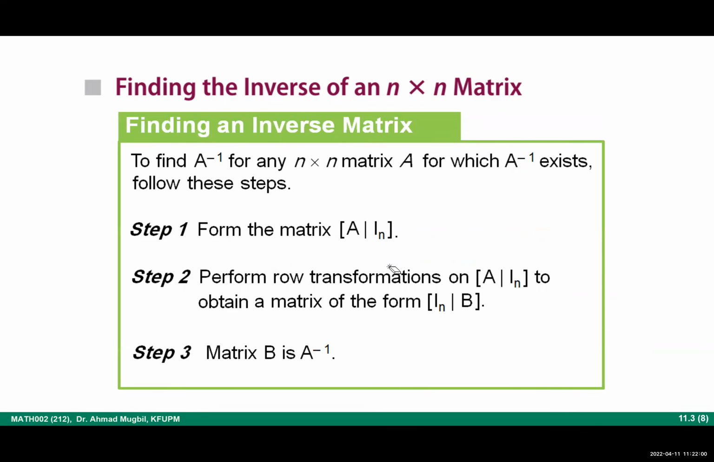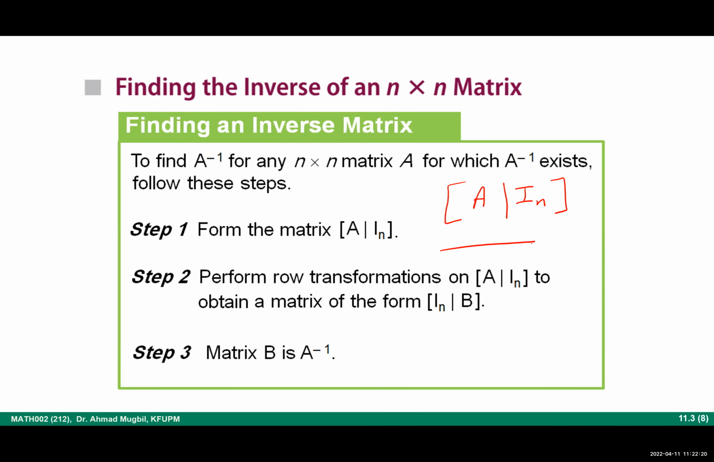Let's summarize what we have here. The method of finding the n by n matrix inverse, if it exists, of course. Sometimes it does not exist, as you will see. So step number one, we will write our matrix here on the left. We will construct the identity matrix here on the right.